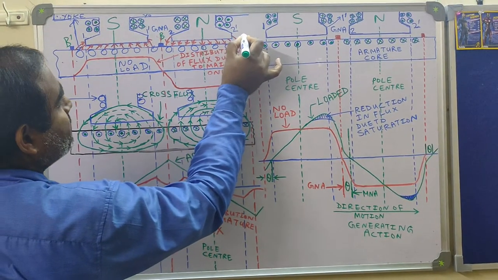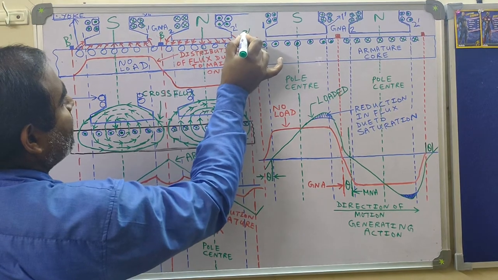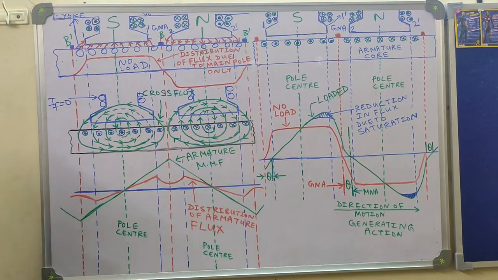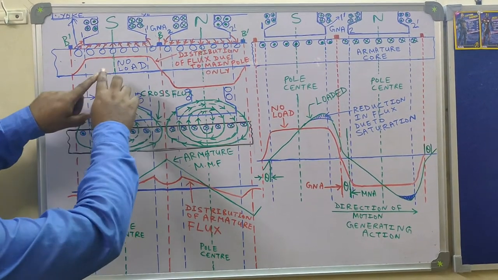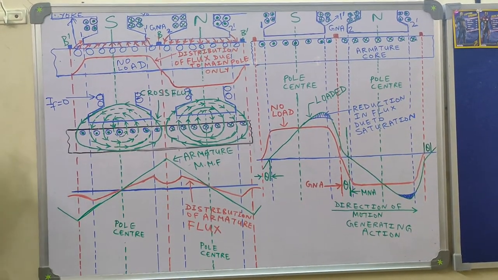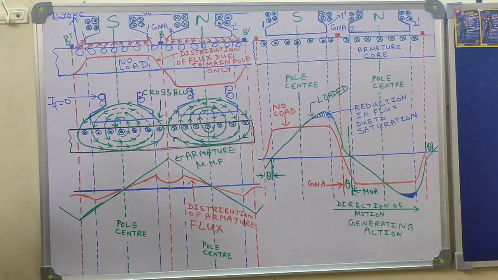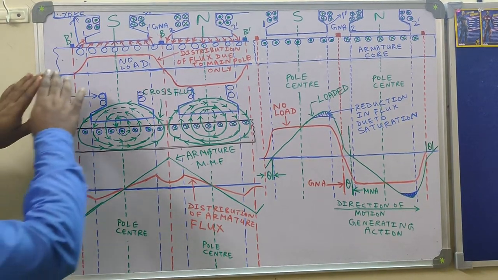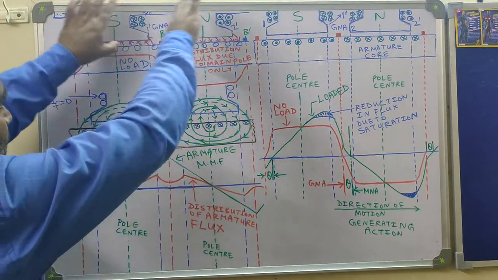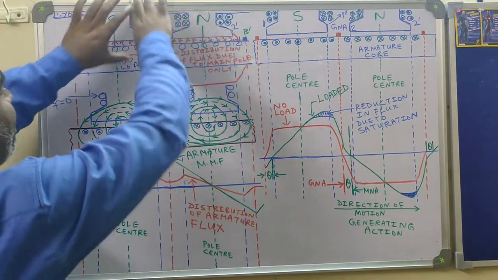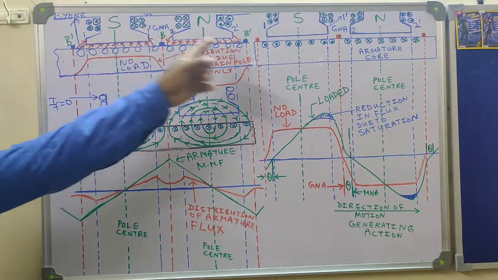So this will be again brush B dash only, because this being the developed view, B dash is coming twice. Why is it coming twice? Because this being the developed view, that means the DC machine is being cut and laid out flat. If you wrap it up, then this B and B dash will coincide. So that's where B dash is coming twice.